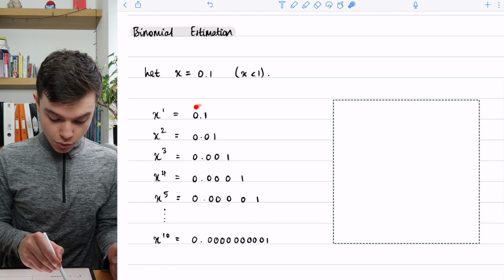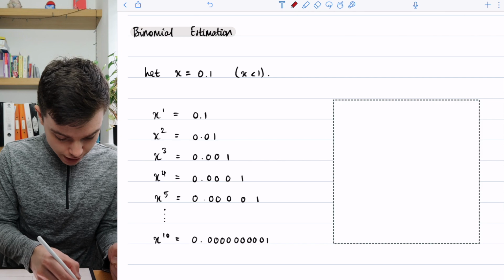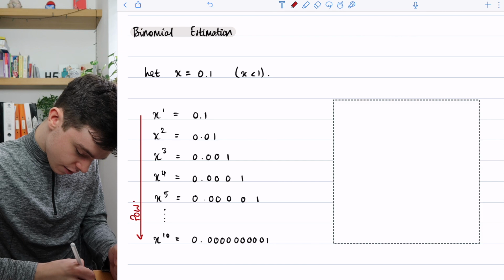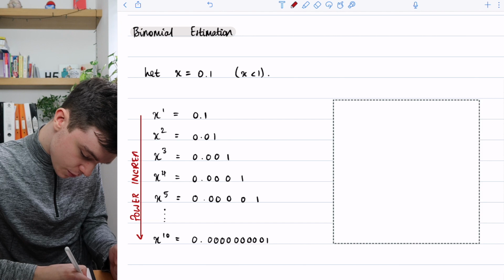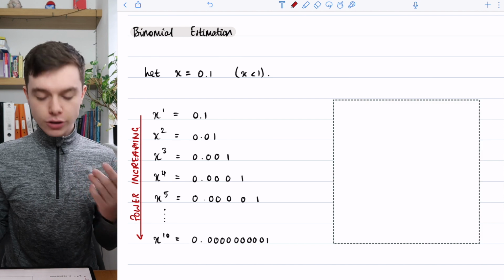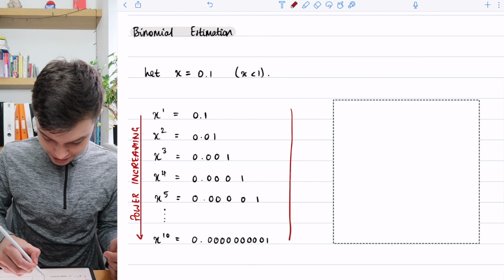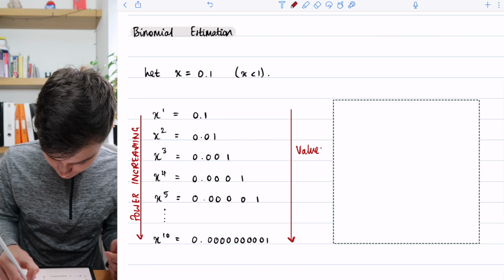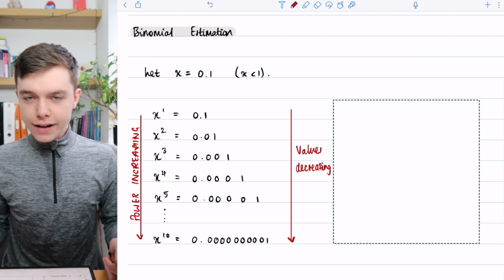What is happening to the values as we increase the power? As we go down, I'll write it in red here, the power is increasing. So the power on the x is increasing as we go down the working there. But look at the values that we've got on the right hand side here. They are clearly decreasing. Values are clearly decreasing.